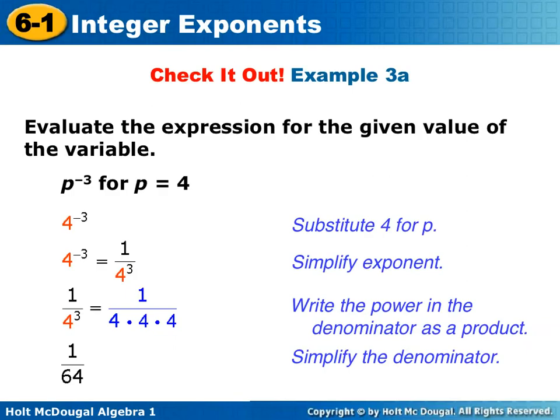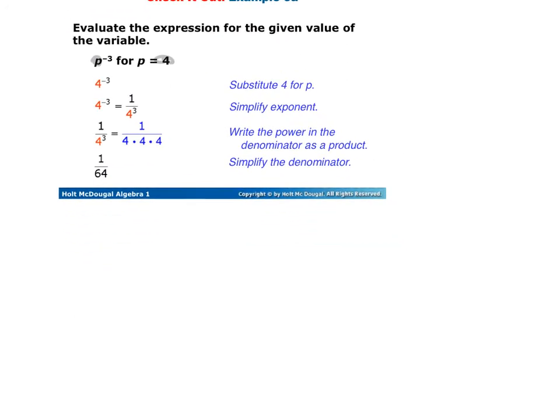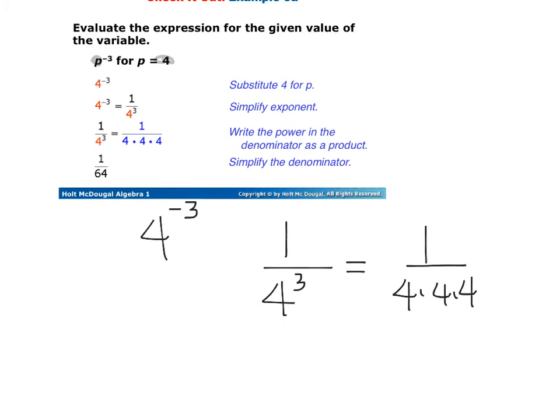Okay, next one. Again, we're replacing the letter P with the value of 4. So I'm going to write 4 to the -3 power. I'm going to now turn this into a fraction because it's a negative exponent, and then it becomes 1 over 4 times 4 times 4, which gives me 1 over 64.